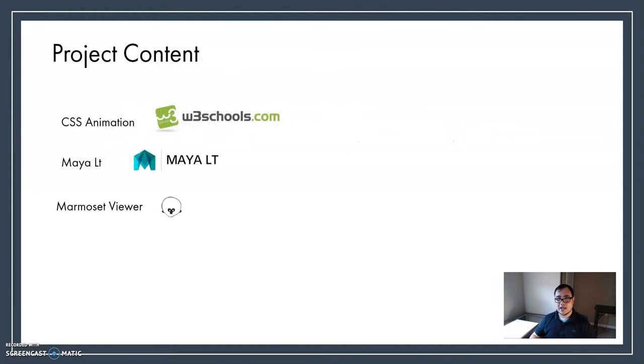Following this, we're going to have our project content. Now, the project content will consist of using the following websites and programs. For the CSS animation, in our highly engaging web trends, we have W3 Schools. To create the visual elements, we're going to use My Light. Here's the logo of it, and we're going to also use Marmoset Viewer to incorporate these 3D elements into a website in an interactive way. Let's go ahead and click on each one and see what they have.